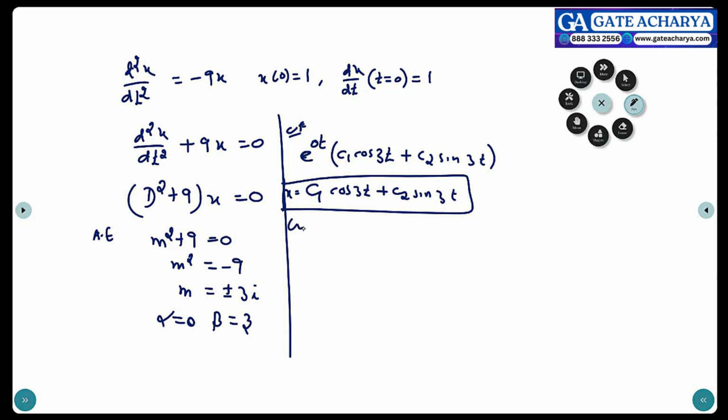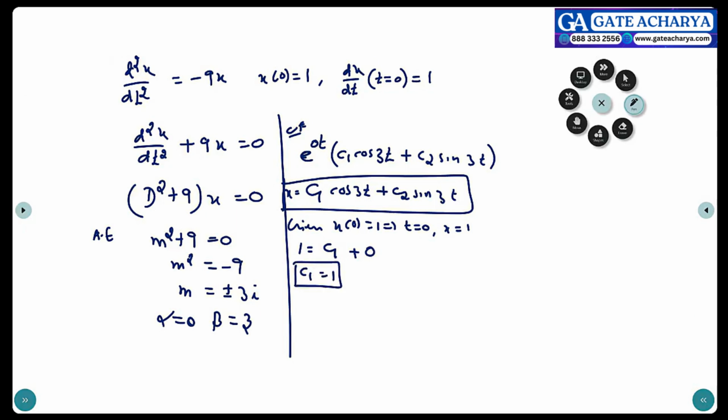So given x of 0 is equal to 1, that means if t is equal to 0, the x value is 1. Substitute here, x is equal to 1. So cos 0 is 1, therefore C1. Here sin 0 is 0, therefore that term is equal to 0. So C1 is 1.